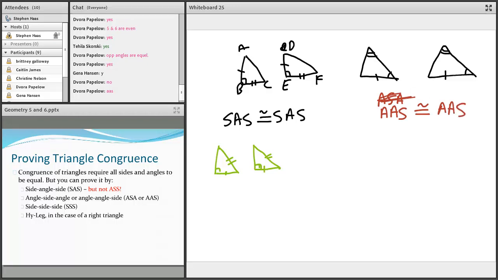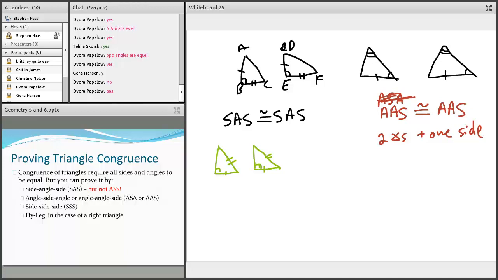And the point is, all you need is any one side and any two angles. So this applies whether the side's in the middle or whether the side's not in the middle. It doesn't really matter. Really, two angles plus one side is all you need. If you can prove two angles and one side, you have now proven that the two triangles are congruent.